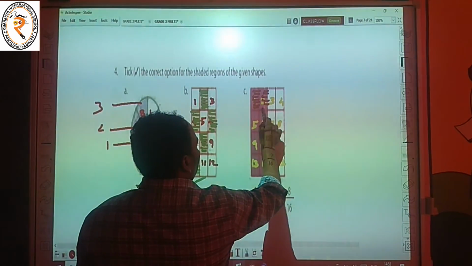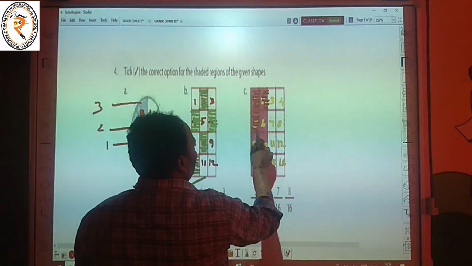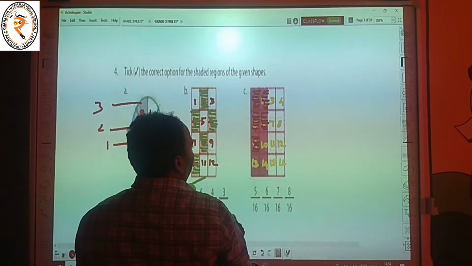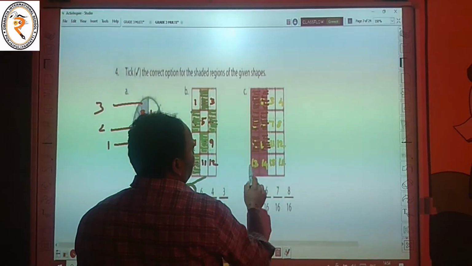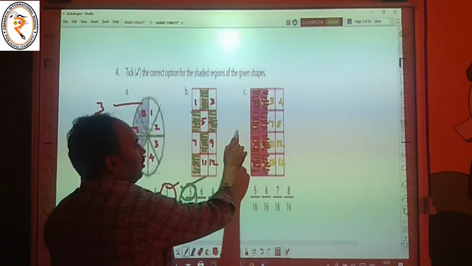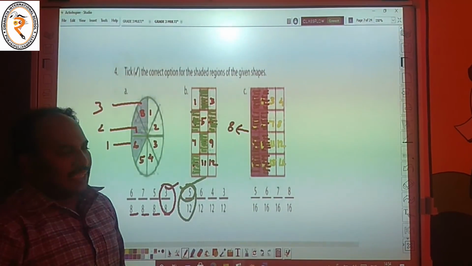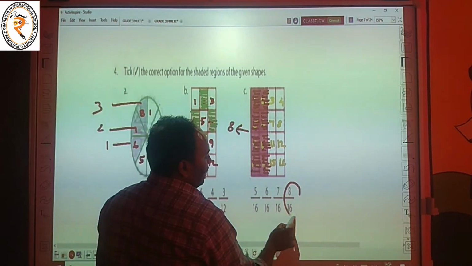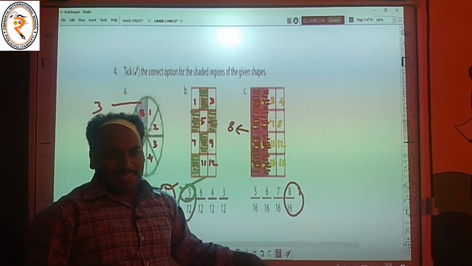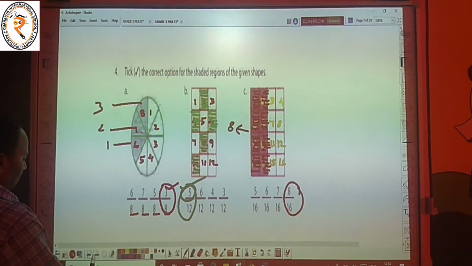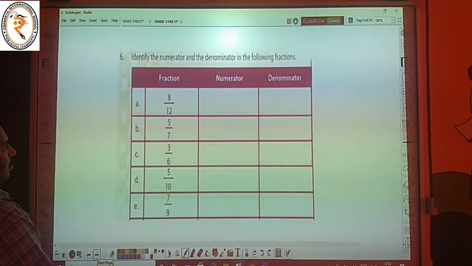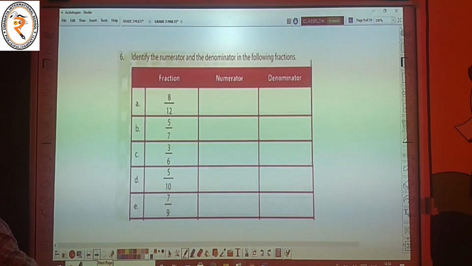Here the shaded region is 1, 2, 3, 4, 5, 6, 7, 8. We have 8 shaded regions. So our answer is 8 by 16. 8 is the numerator and 16 is the denominator. And then the sixth one.